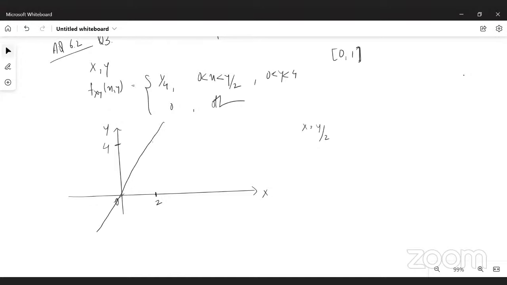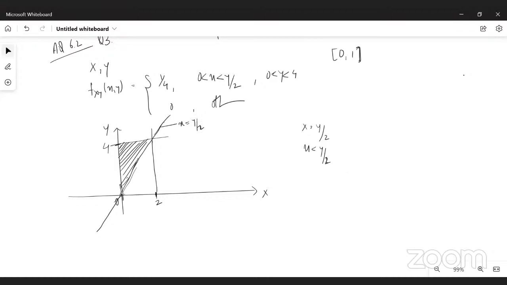So we want your x to be greater than 0, so this side, and we want x to be less than y/2. So definitely not this region. So what region will this be? x greater than 0 and x less than y/2. So upper region, right? So this is your x equal to y/2.